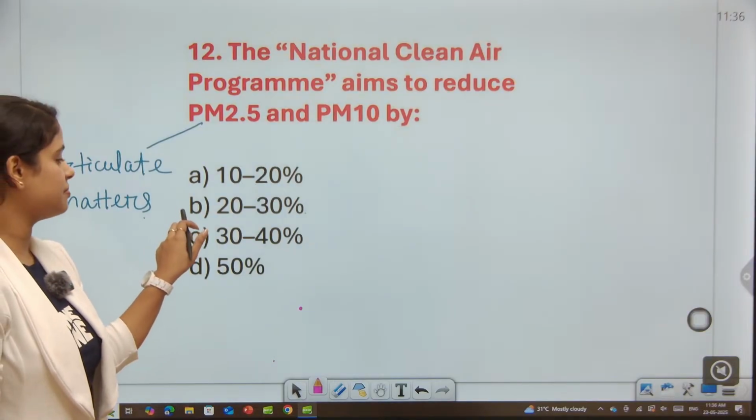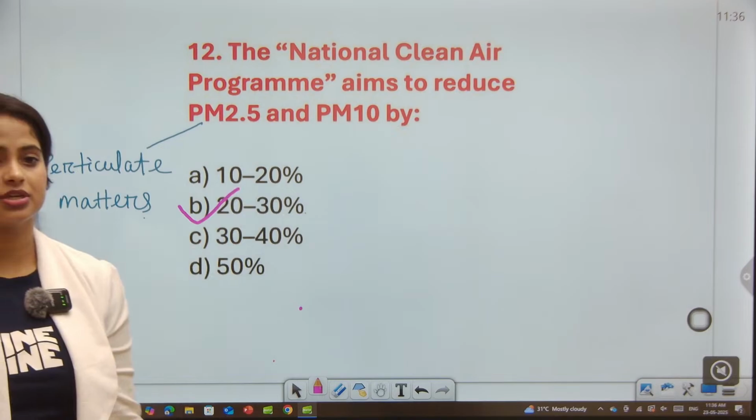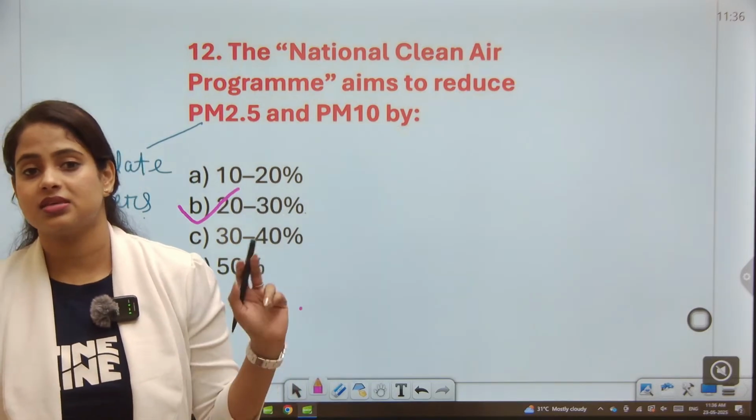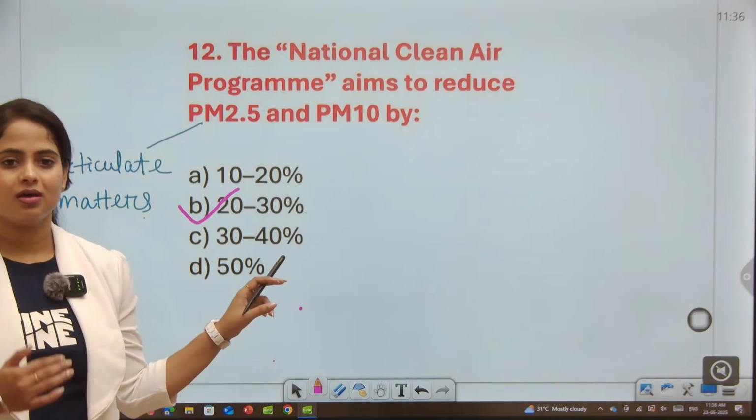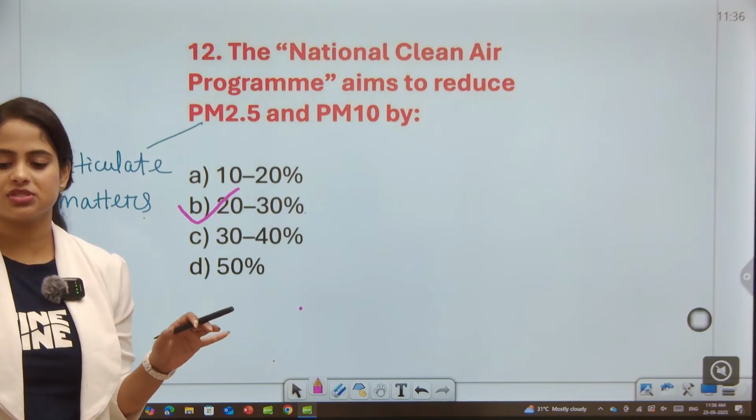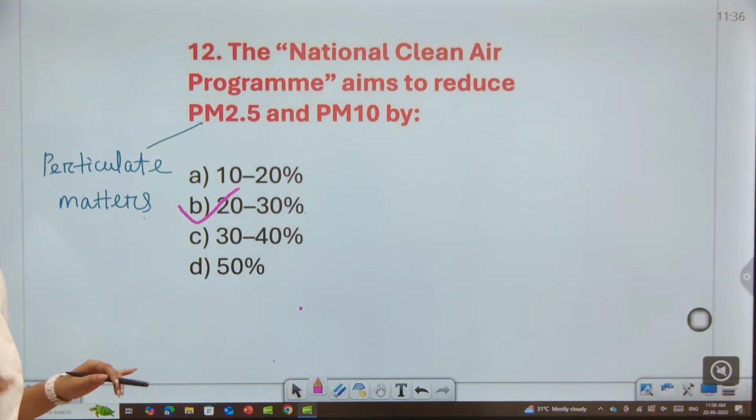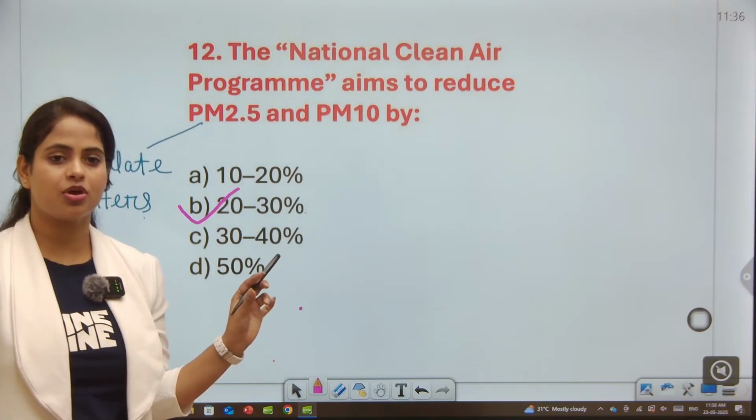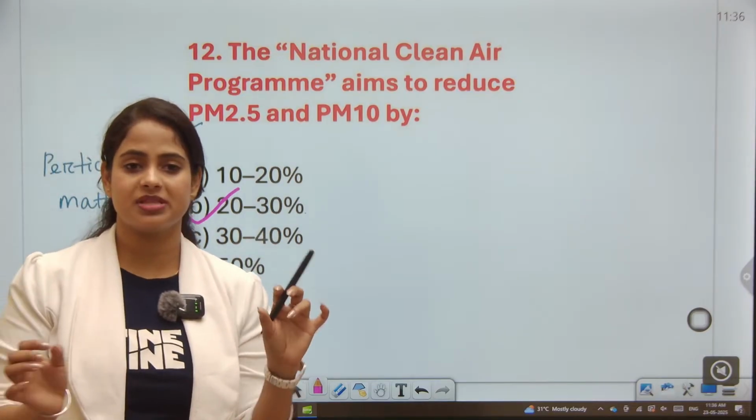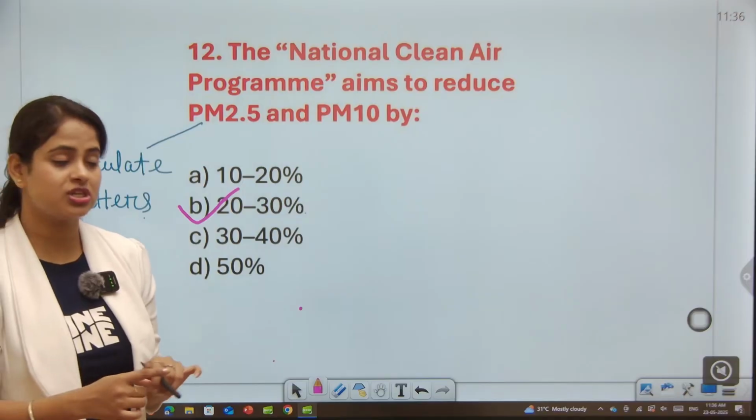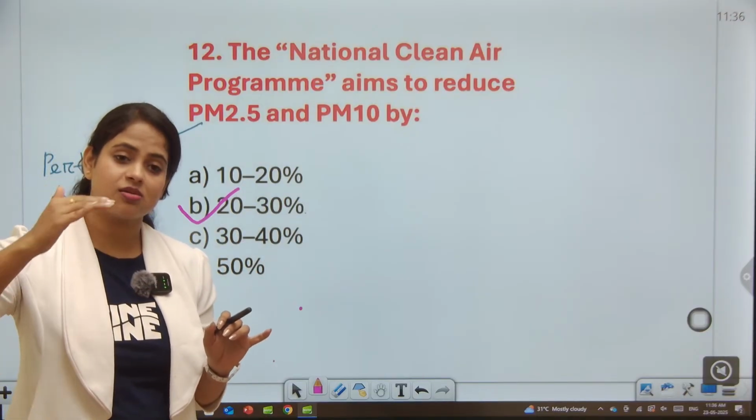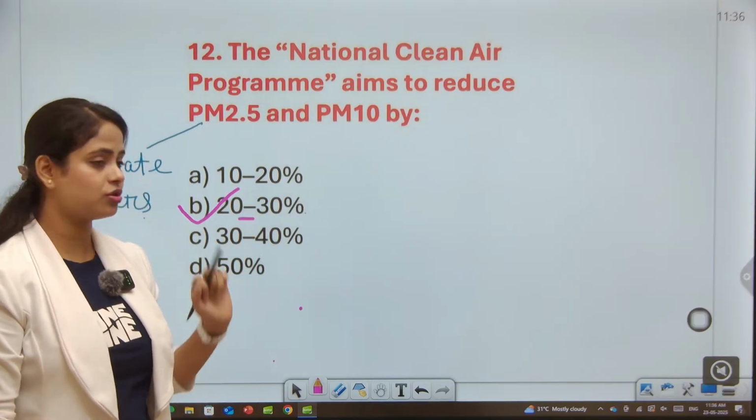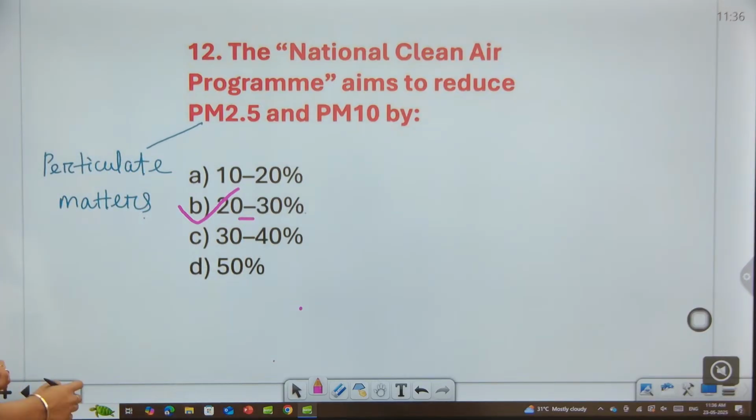Approximately 20 to 30% reduction is the program's aim. Clear? Very good. Not 30 to 40, it is 20 to 30. Note that when the list shows approximately 20 to 30 and another option mentions 30, that doesn't mean you should choose 30 to 40. At least, that means at least 30 is required. That is 20 to 30. Okay? See.